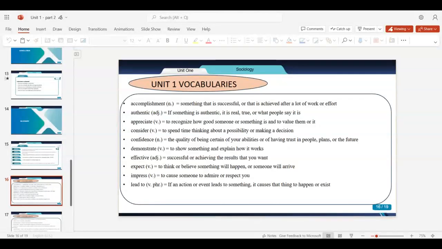Next vocab we have is impress. Impress is a verb: to cause someone to admire or respect you. Then lead to, this is a verbal phrase. If an action or event leads to something, it causes that thing to happen or exist.